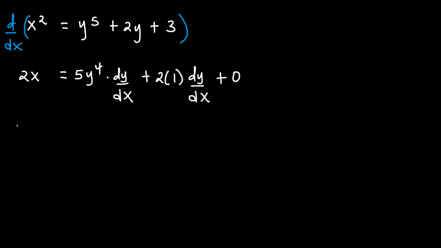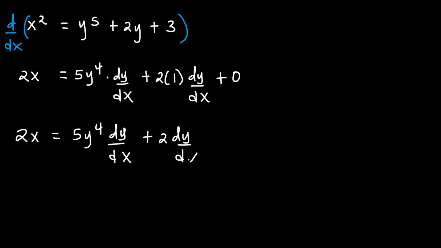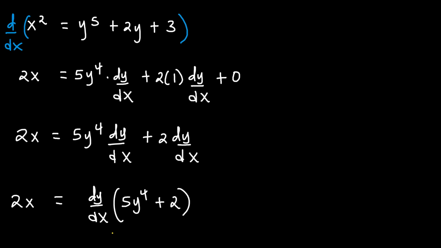0. So we shall have 2x equaling 5y to the power of 4 times dy divided by dx, and then plus 2 times dy divided by dx. So this will give us 2x equaling, if we take out dy divided by dx, we shall remain with 5y to the power of 4 and then plus 2. And at this point we can divide both sides by 5y to the power of 4 plus 2.